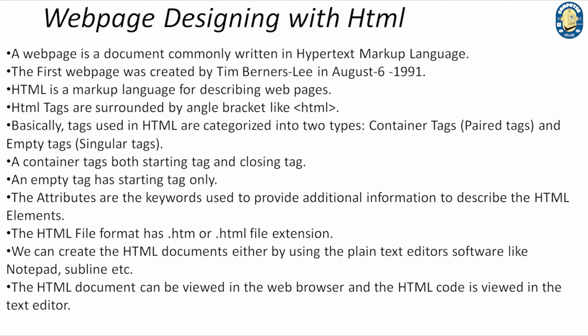Basically, tags used in HTML are categorized into two types, container tags and empty tags. A container tag has both a starting tag and a closing tag. An empty tag has a starting tag only. The attributes are the keywords used to provide additional information to describe the HTML elements.